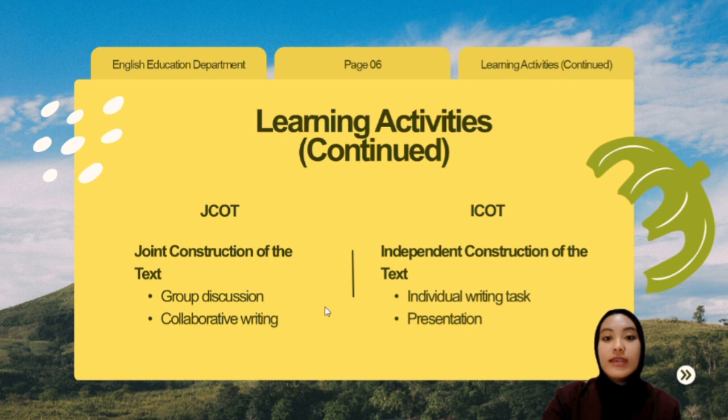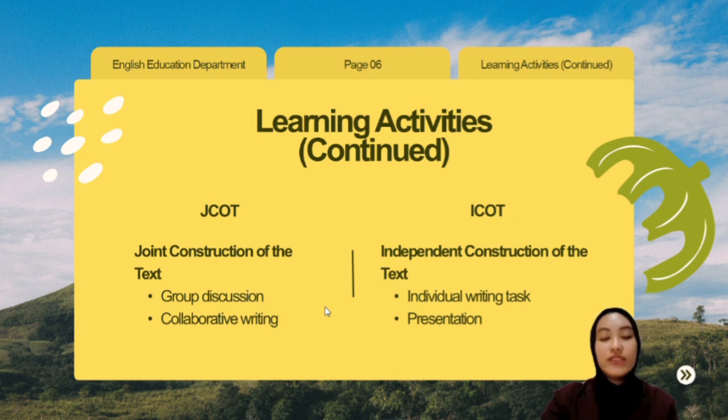And the third is joint construction of the text, or JCOT. Students work together in a group to discuss ideas and create descriptive text collaboratively. These collaborative activities allow students to exchange ideas and support one another during the writing process.